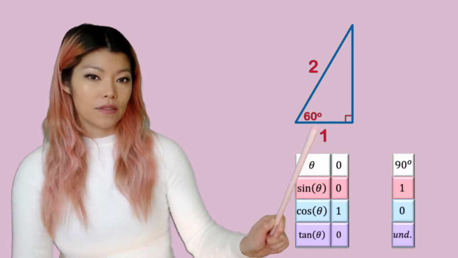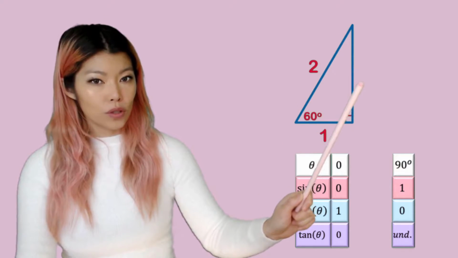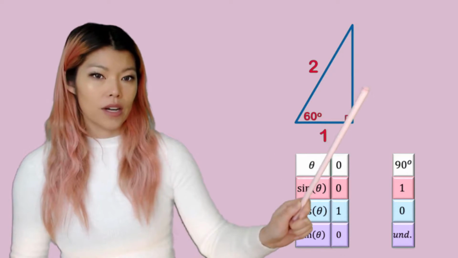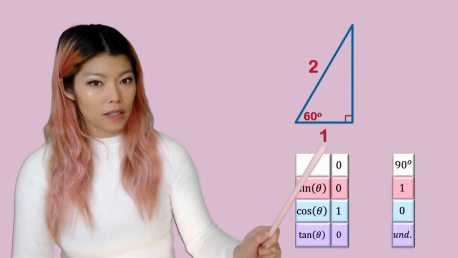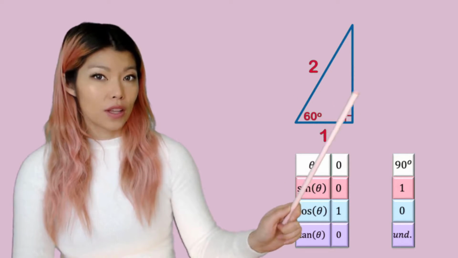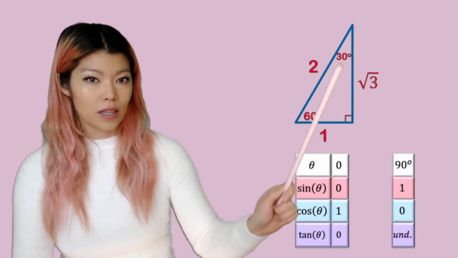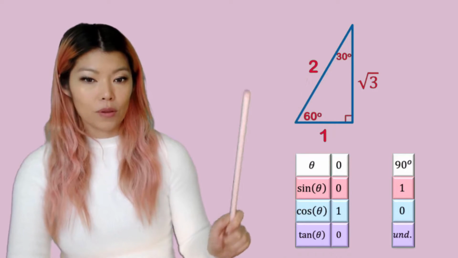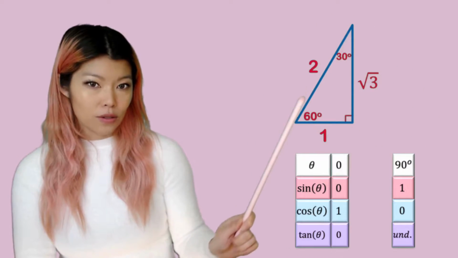And we notice that if this is 1, this is 2, Pythagoras theorem, this would be the square root of the hypotenuse squared minus that side, or in other words 2 squared minus 1, so it's the square root of 4 minus 1, which is the square root of 3. So this side would be root 3, and because this is 60 degrees and we chop the triangle in half, that is 30.